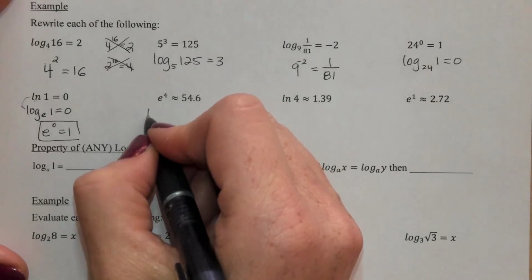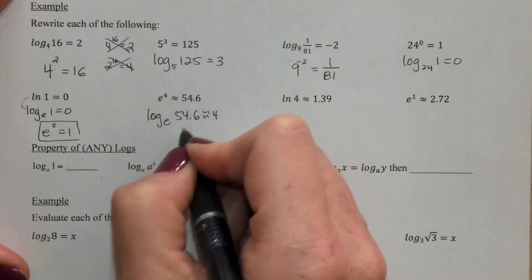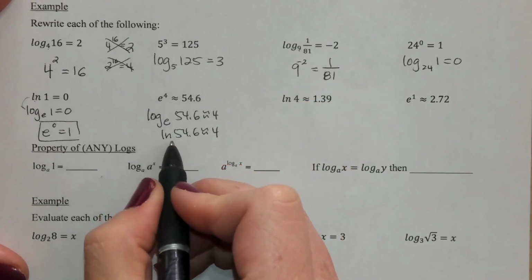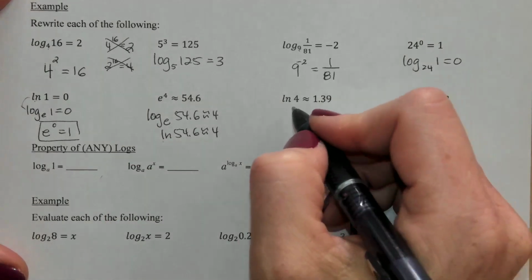So this one's going to be log base e of 54.6 is about 4. You could also write ln of 54.6 is about 4. So those mean the same thing. I don't care which way you write it. You can either write log base e or you can write ln.